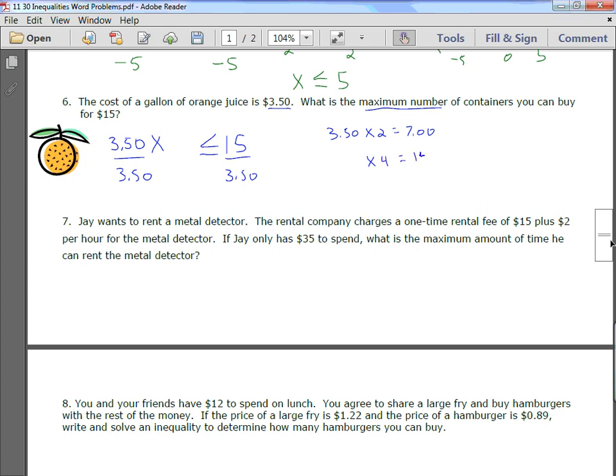And if I add one more to that, that would give me $17.50, which is over the $15. So I can only buy 4. So when I go to graph that, I got a 0, 4, negative 4. x is less than or equal to. So when it asks for the maximum number of containers you can buy, it would be 4.